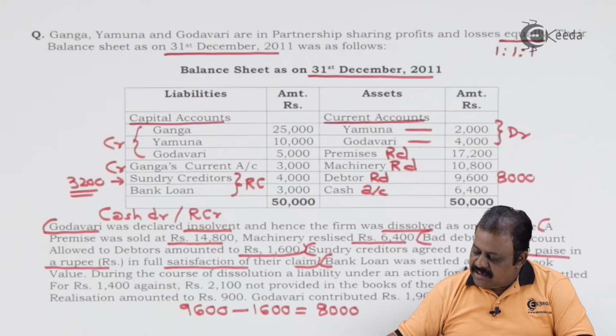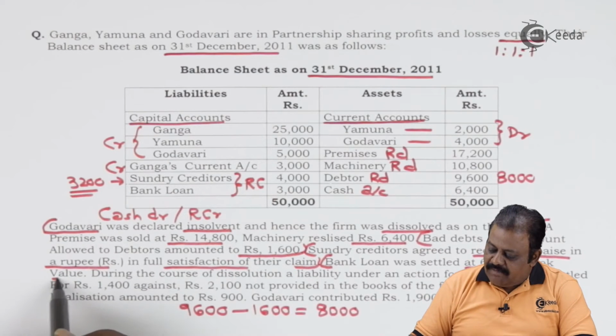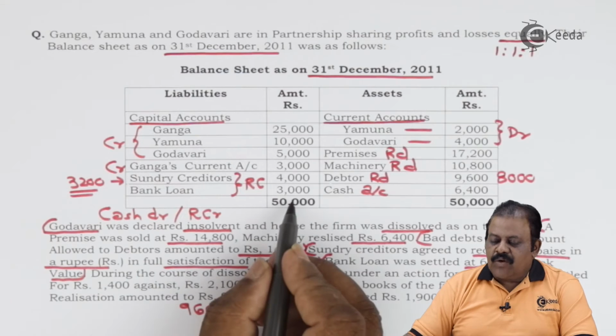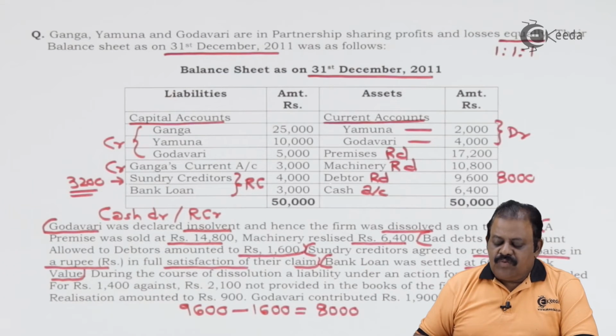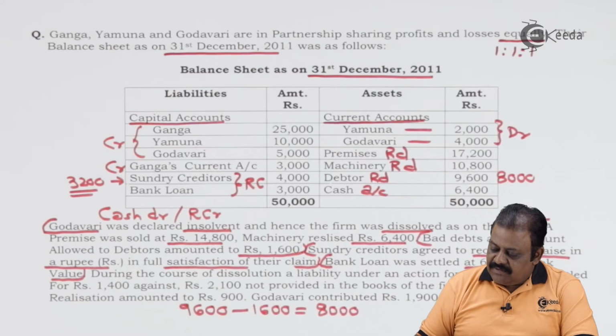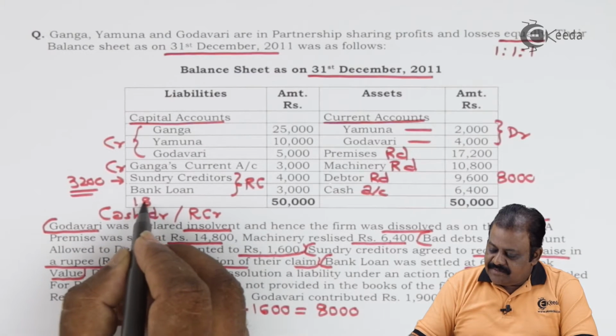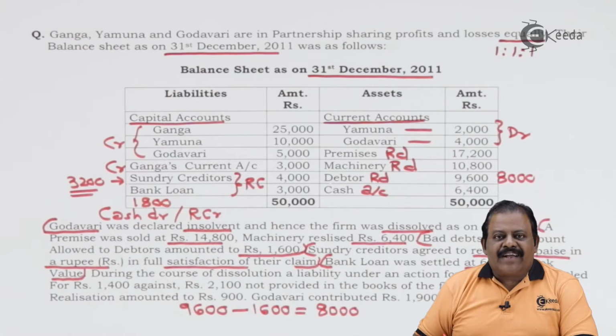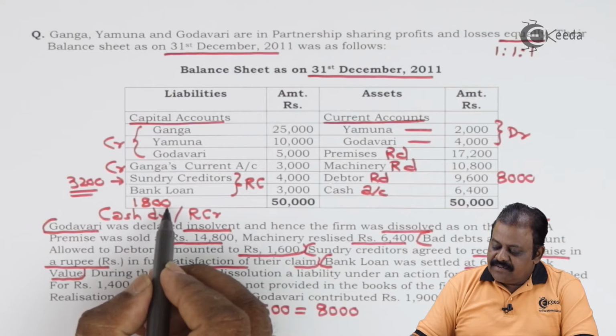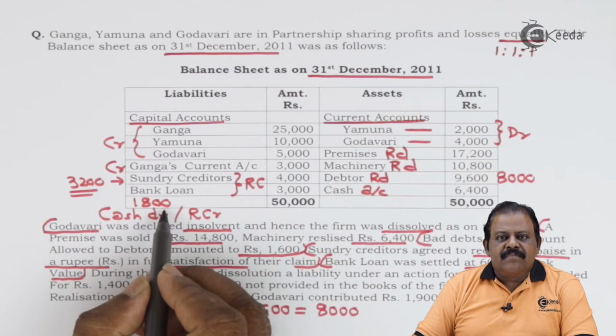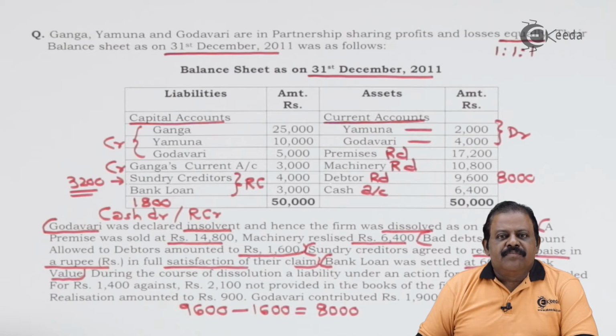Bank loan was settled at 60% of book value. Bank loan is 3,000, so we have to take 60% of it. So it will be 1,800. So the actual bank loan paid is 1,800. Cash will be credited. Realization account will be debited. The balance 40%, which is waived by the bank, is income. But we are not required to record that 40%. It gets adjusted with realization account.